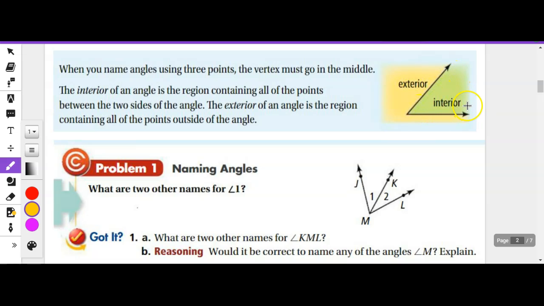The interior of an angle is the region containing all of the points between the two sides, so this area right here. The exterior of the angle is the region containing all of the points outside of the angle.